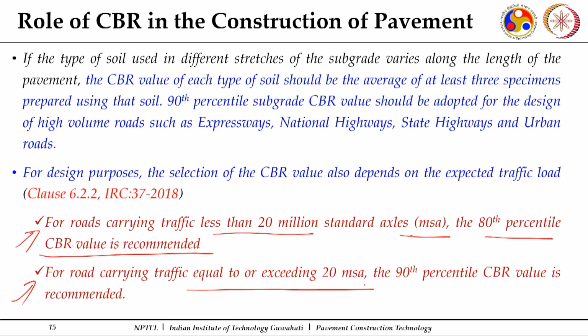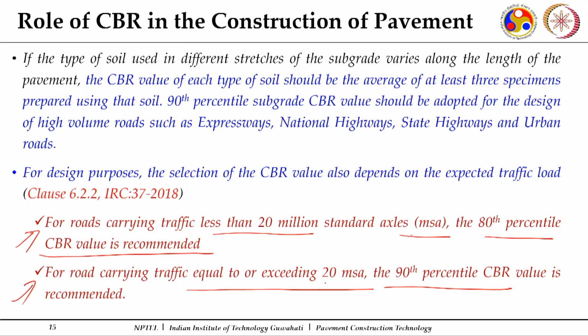if it is more than 20 MSA, I will go for the 90th percentile of CBR, because I may have, say, 10 CBR values depending upon the different types of soils available for construction. But I will not vary my pavement crust from section to section or length to length; I will keep my pavement crust more or less uniform. So, I will pick one subgrade CBR value to design my pavement crust, and if the traffic is more than 20 MSA, go for the 90th percentile of your CBR from the results you have got.